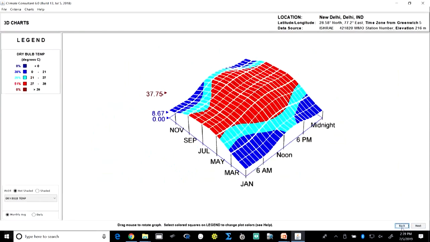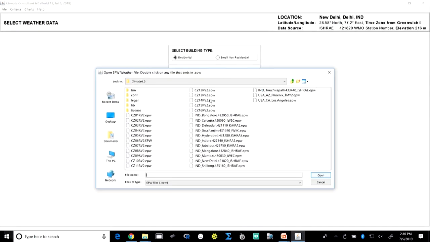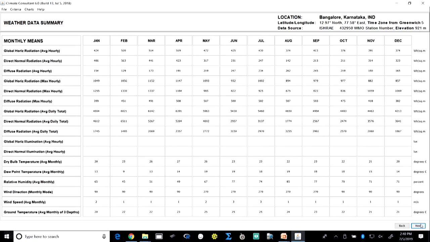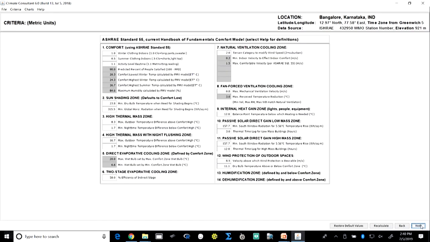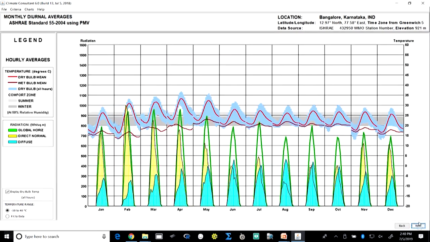Let us quickly look at another climate. Let us look at the climate of Bangalore, which is a moderate climate, and if we look at the data, look at the temperature range. While the temperature range in Delhi was quite high, here we see that the temperature range is close to the comfort range. Similarly, here we can see this variation coming in, which is very close.